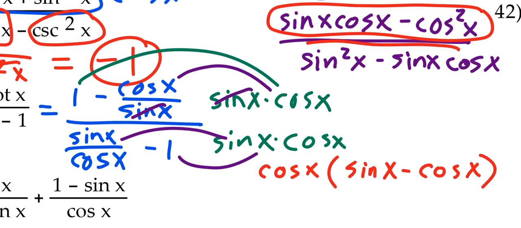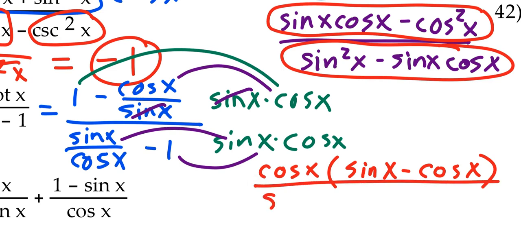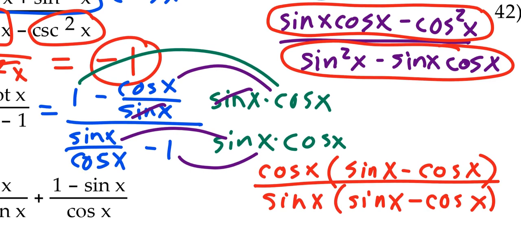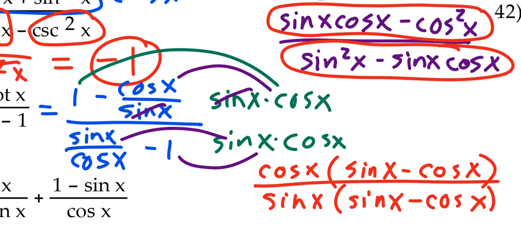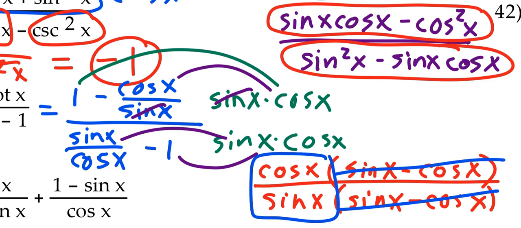Now, what can you pull out of the bottom? A sine x. Which will leave you with sine x minus cosine x. Now do you see anything that cancels? Sine x minus cosine x cancels. Leaving you what? Don't read it out loud. Think about it. Oh, good job.